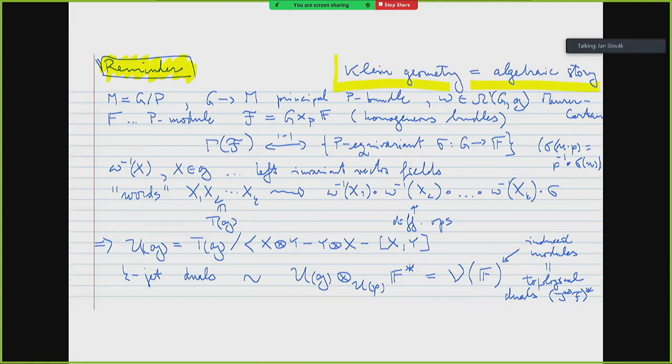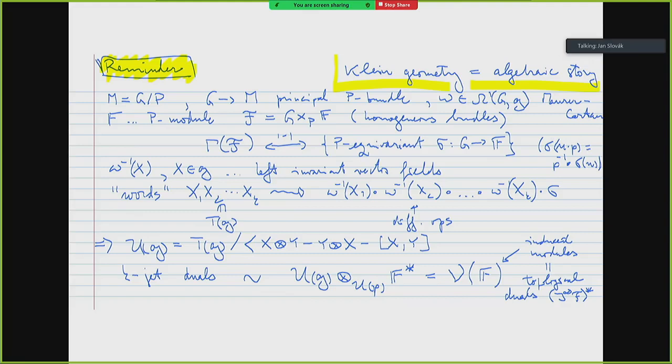So a few reminders. I was claiming that Klein geometry just makes everything algebraic. I had this homogeneous space viewed as a principal bundle with the Maurer-Cartan form, and we saw that actually the jets can be identified easily with the derivatives with respect to the left invariant vector fields, and that gave us the identification of the, well, say, topological dual of the infinite jets with the induced module.